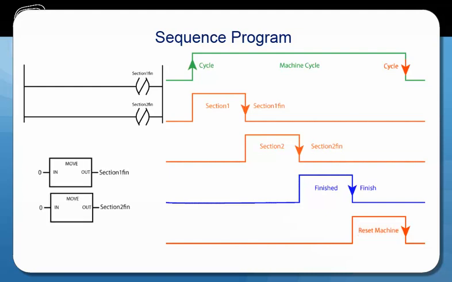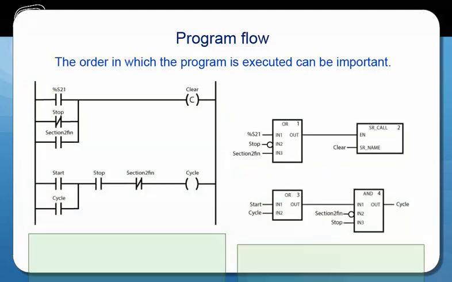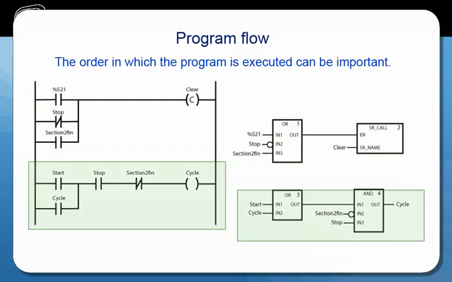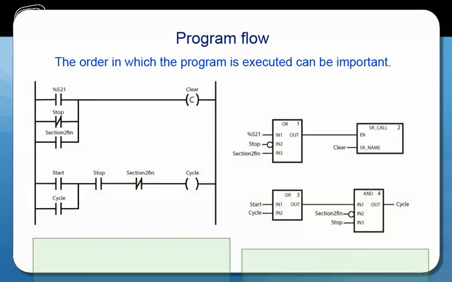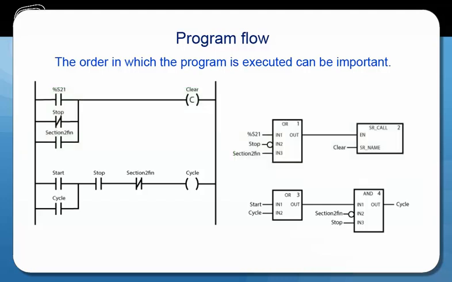With ladder, you can use negated coil to switch off the variables. With function block, you can use the move function to move 0 to the variables. The order in which elements of the program are executed until now has not been important, but there are cases where the order of the program is very important. From the previous example, when the second section completes, we want the program to stop. That is, switch off cycle and also reset all the variables.